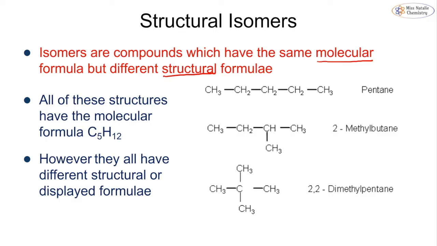So I could have all 5 carbons in a row, giving me pentane. I could have 4 carbons in a row with 1 chain, giving me 2-methylbutane, or I could have 3 carbons in a row with 2 chains, giving me 2,2-dimethylpropane. Apologies for the mistake there.